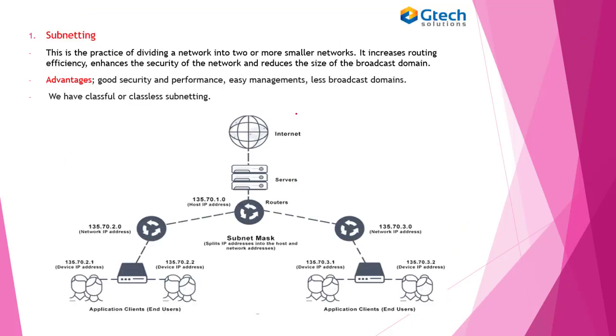Subnetting. What do we mean by subnetting? Subnetting is a practice of dividing a big network into smaller networks. A practice of dividing a network into subnetworks. Well, this increases routing efficiencies, it enhances security of the network and reduces the size of broadcast domain. Don't worry about broadcast domain, we'll discuss it in the coming classes. As discussed, good security and performance, easy management, less broadcast domains.